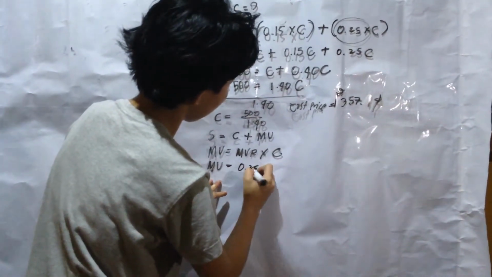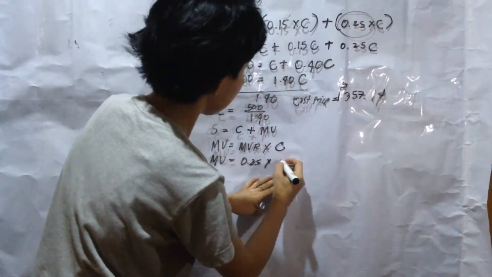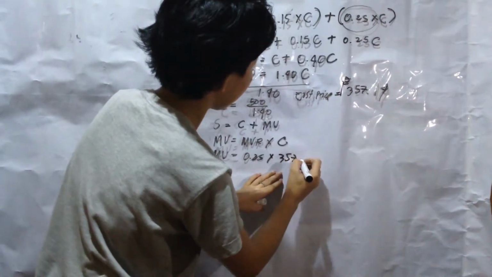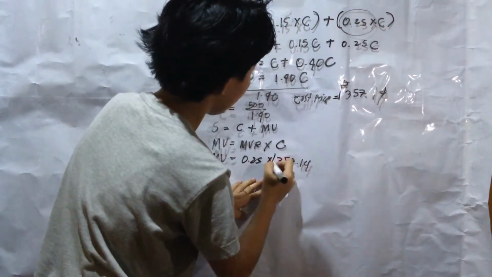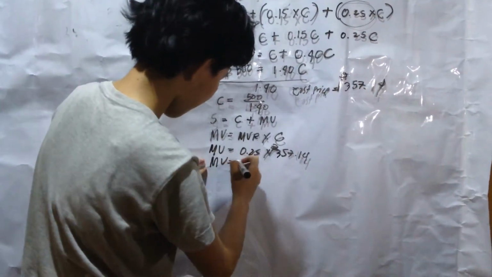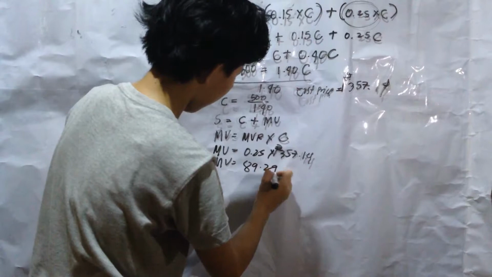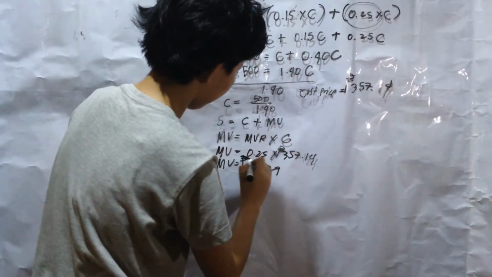0.25 times natin sa 357. Ito yung nagiging markup natin is 89.29 pesos.